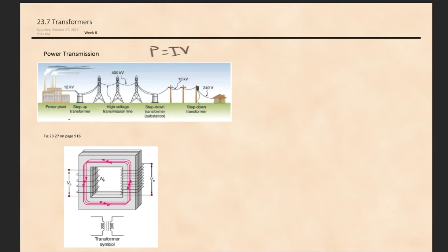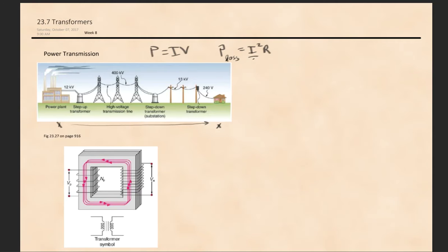As the power goes from the generating station over to my house, it has to travel through wires, and those wires have some resistance. So there will be a loss of power due to the resistance of the wires, which will be I squared R. Now, the resistance of the wires is determined by their material and their length, and there's not much we can do about that.